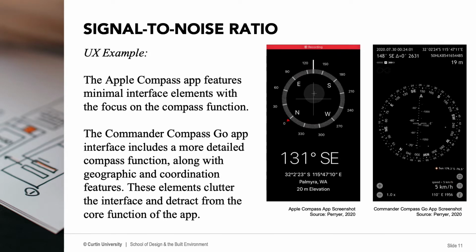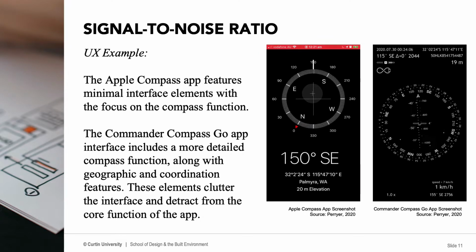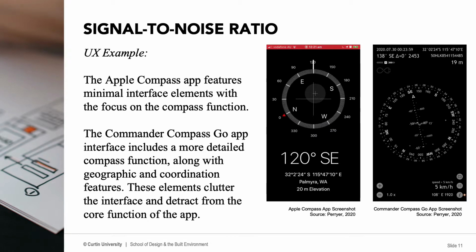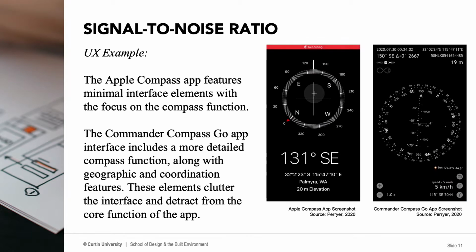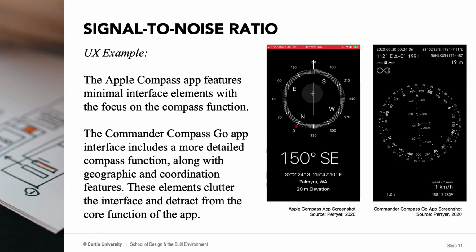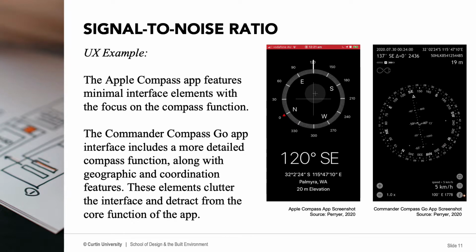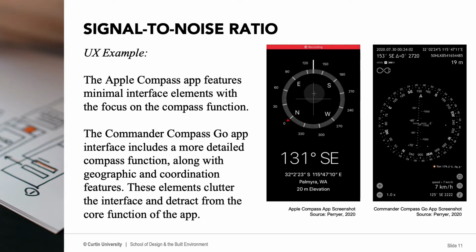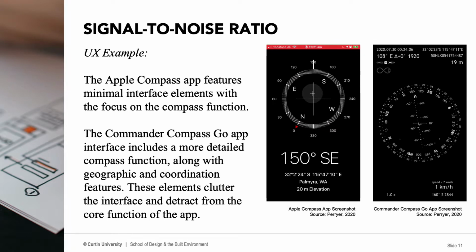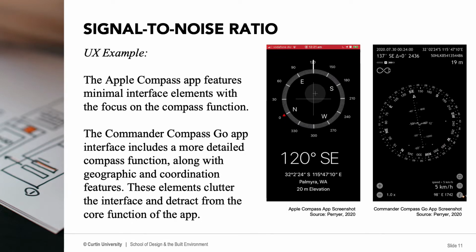Compare that to the right side. The one on the right is a screenshot from the Commander Compass Go app. And this is a much more so-called professional compass app. It includes way more detailed compass functions along with things like geographic and coordinate features, but also elevation, right? There's also speed that you can see there. And there's all of this extra information that clutters the interface a lot more. On the top side here, we've got all of that data that's being fed continuously.